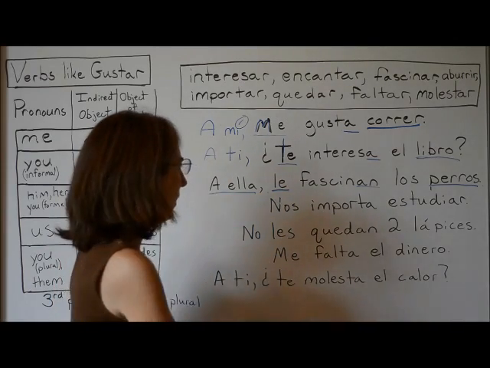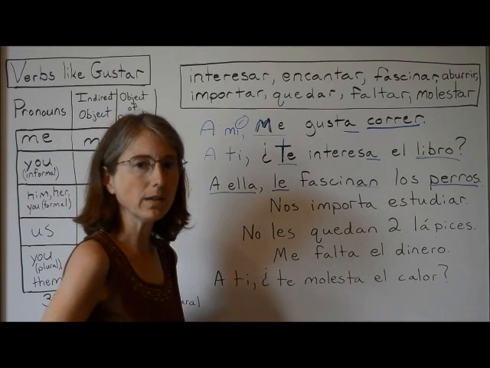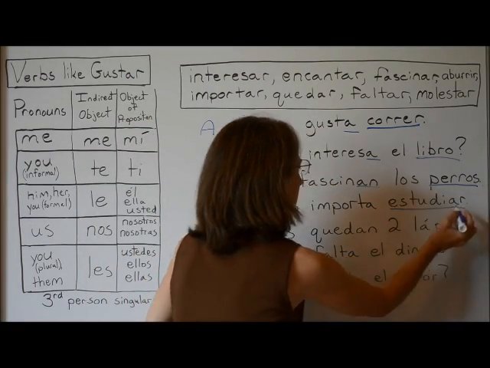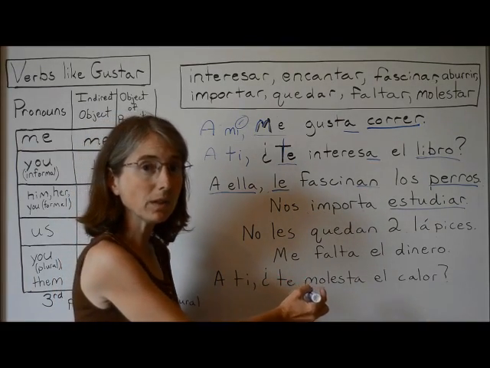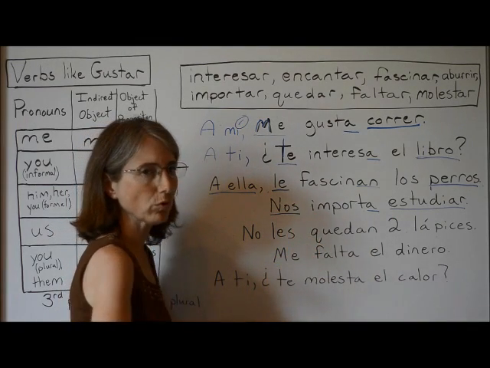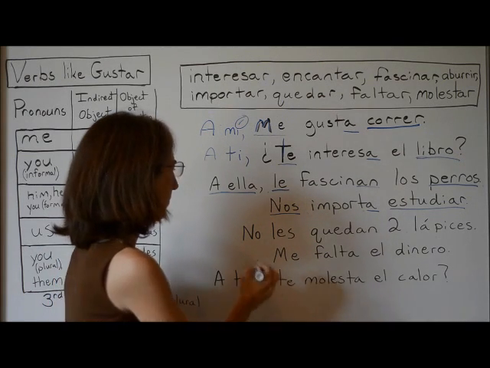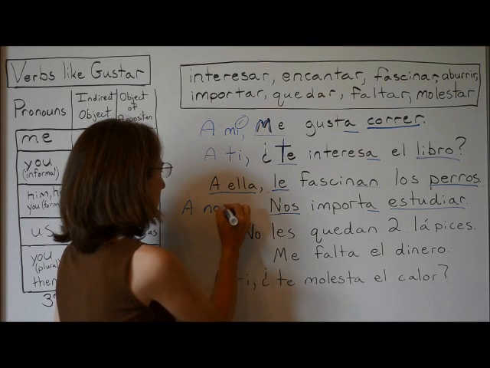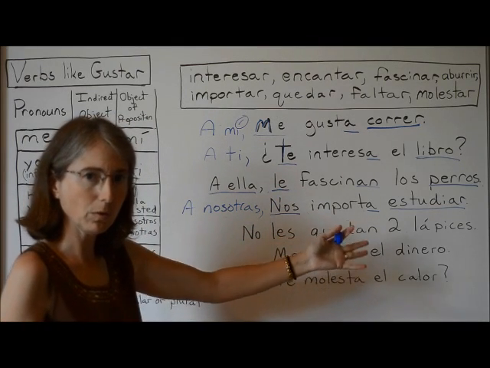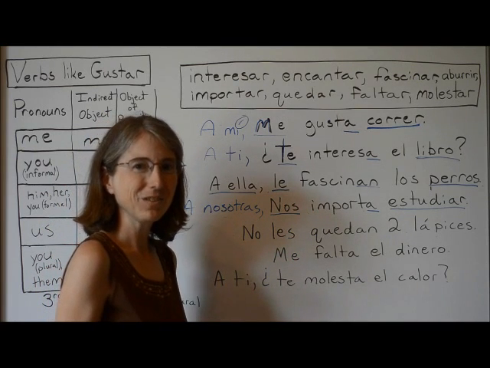Okay, so let's look at another example. Nos importa estudiar. Studying is important to us. Okay. Estudiar is the subject. We conjugate importar according to the subject. Importa. And it's happening to us. Nos. If we wanted to add a phrase for emphasis, we could say a nosotros or a nosotras. We can add that. A nosotras nos importa estudiar. To us, to all girls, studying is important to us.